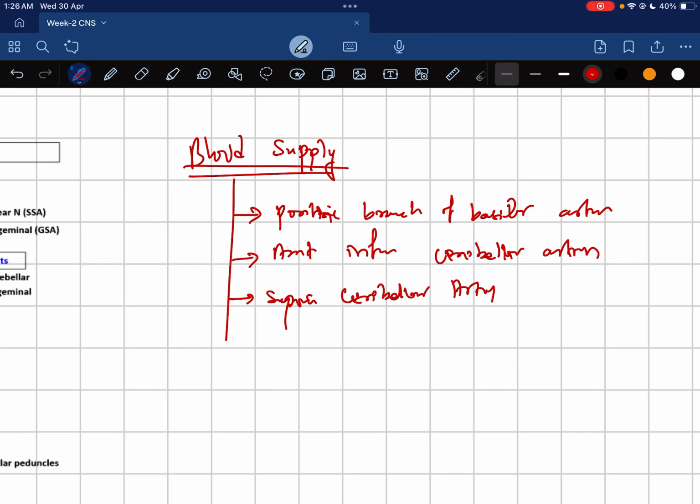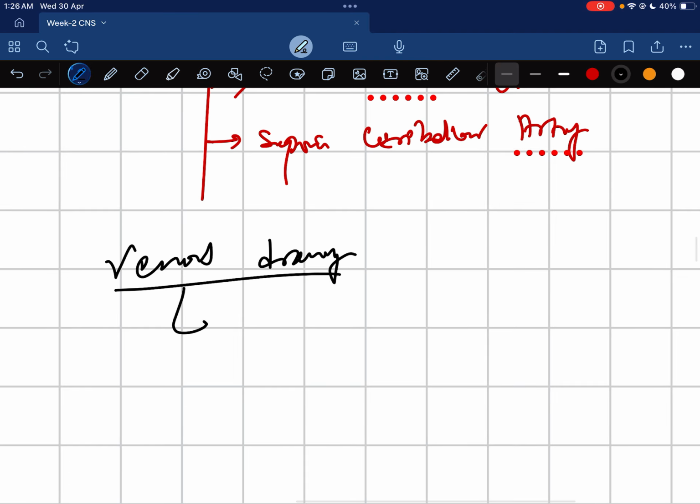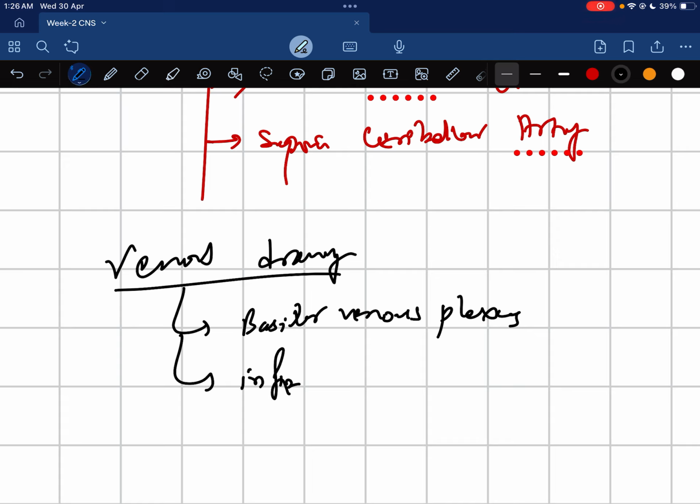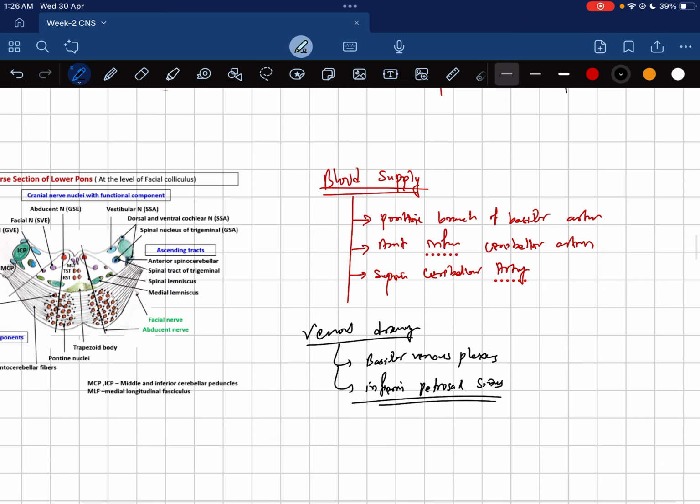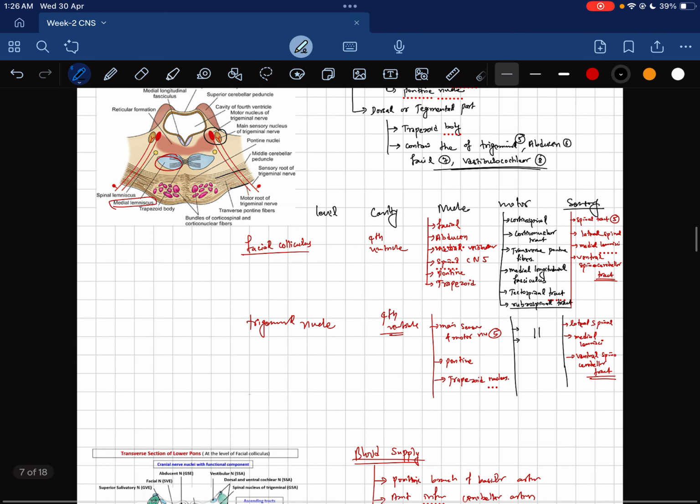For the venous drainage, there is the basilar venous plexus, then the inferior petrosal sinus, and sinuses. These are the venous drainage. And this is all regarding the levels and what is passing through.